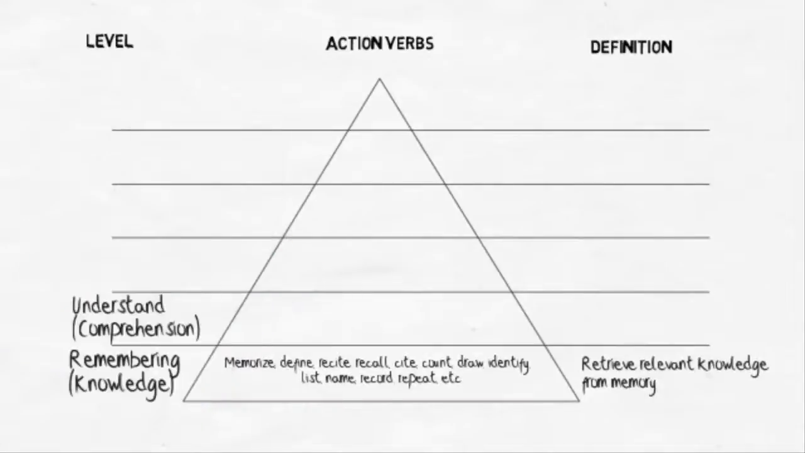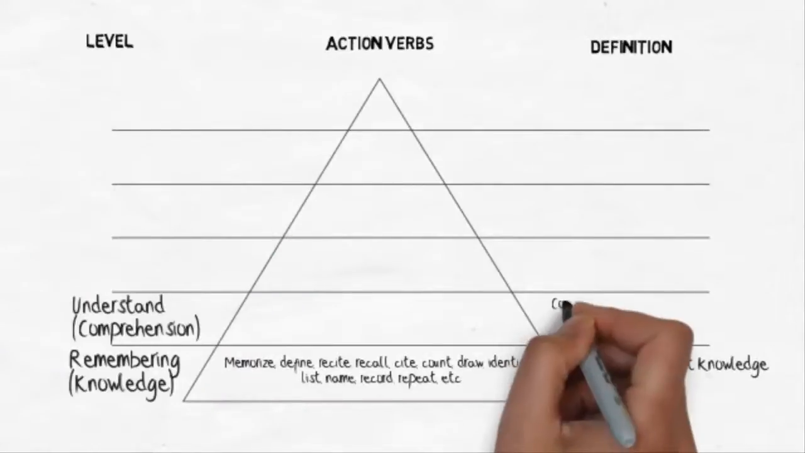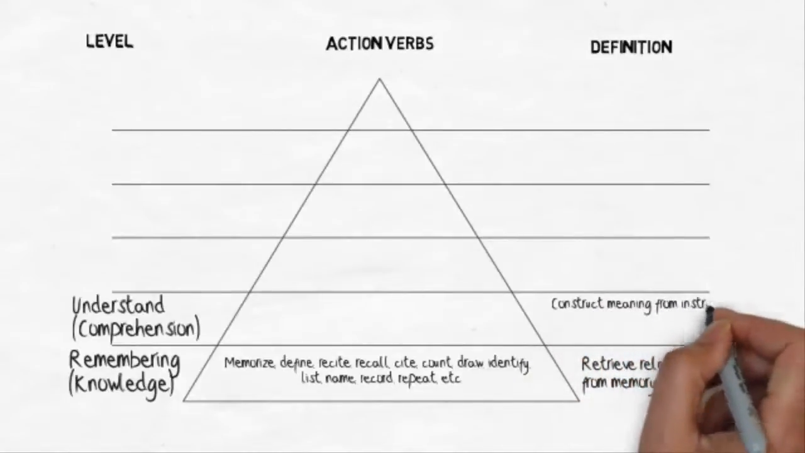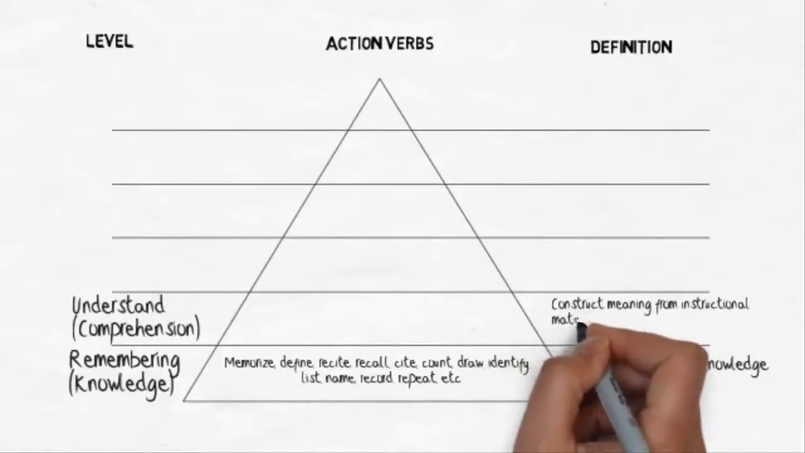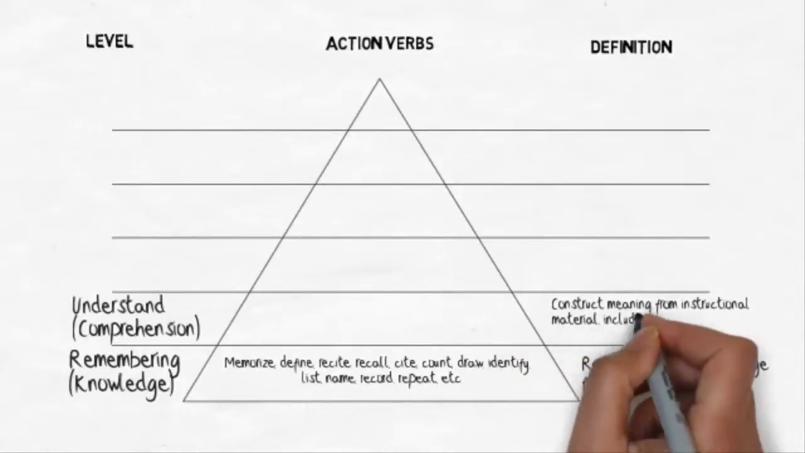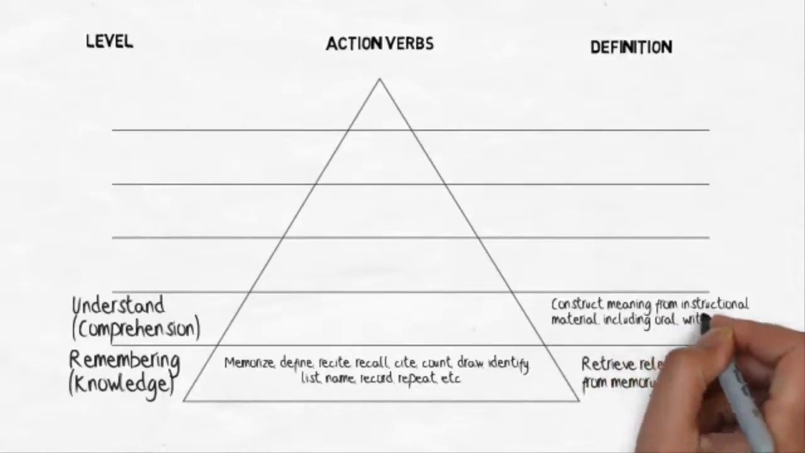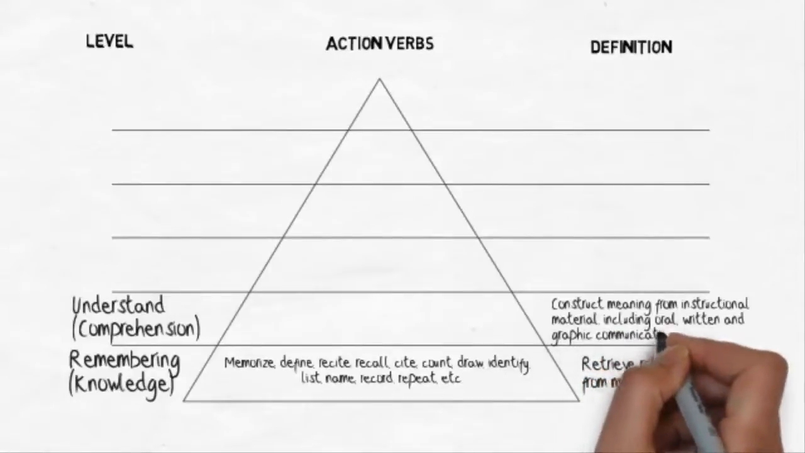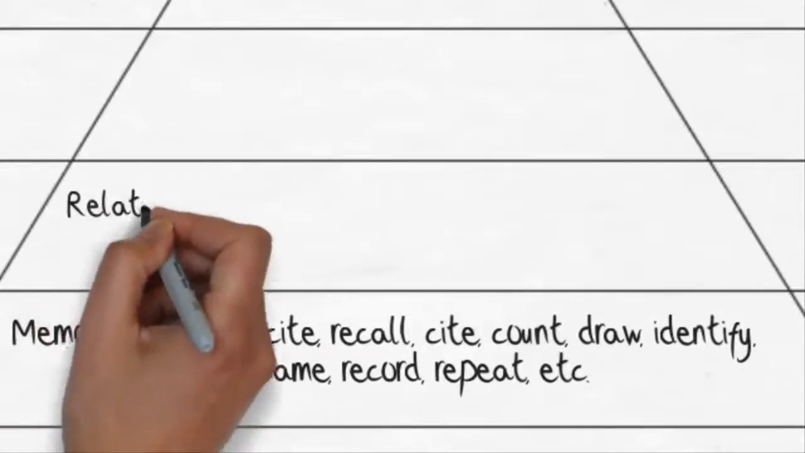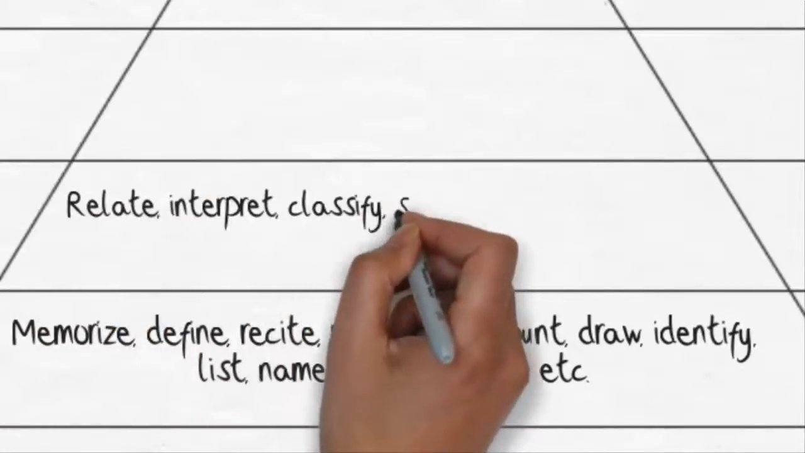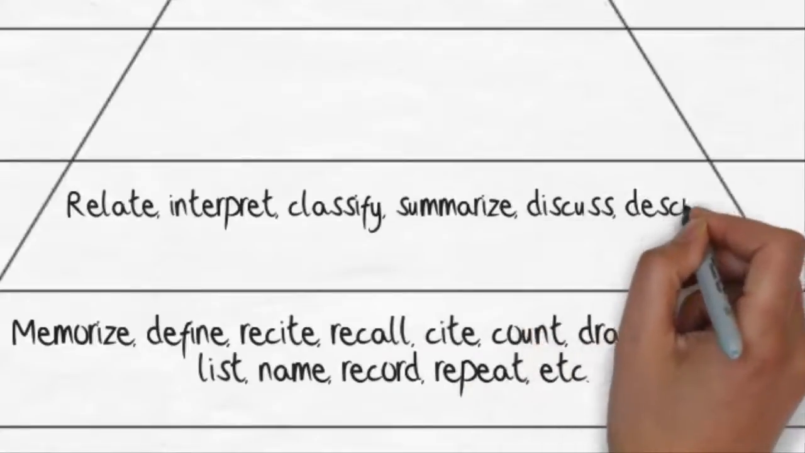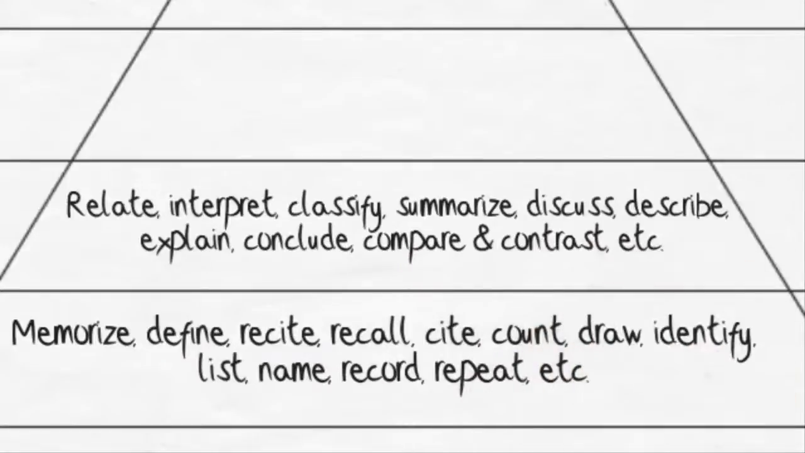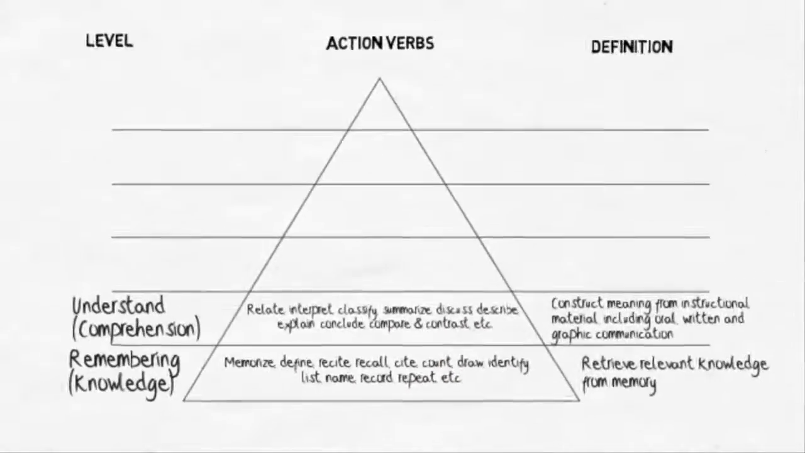At the second level of Bloom's taxonomy, it has to do with understanding or comprehension. And comprehension can be defined roughly as the ability to construct meaning from instructional materials that you provide to the student. Now, that may have to do with anything that you do orally for them, or written communication, or also graphic communication is another way to provide this information. Now, the action verbs that are most commonly used here are things like relate, interpret, describe is very often used, and these are another set of verbs that you can use for the understand level.